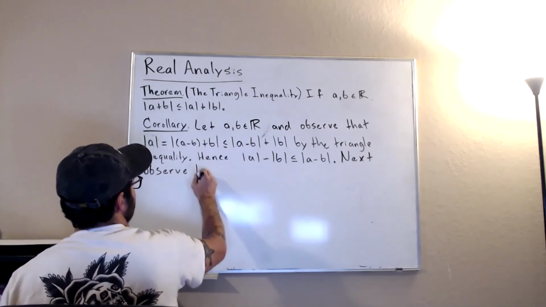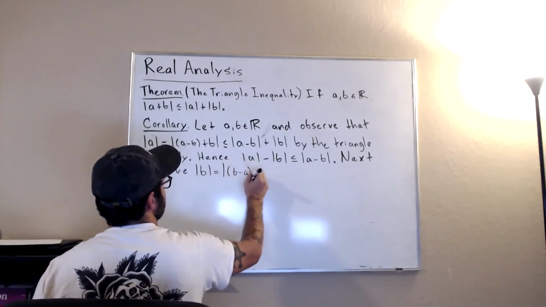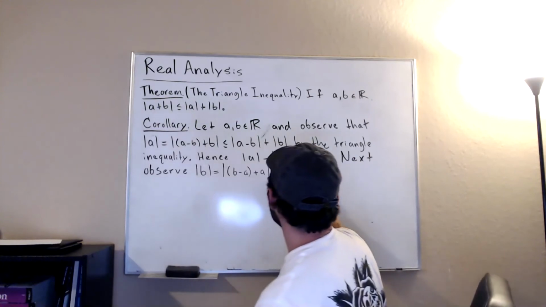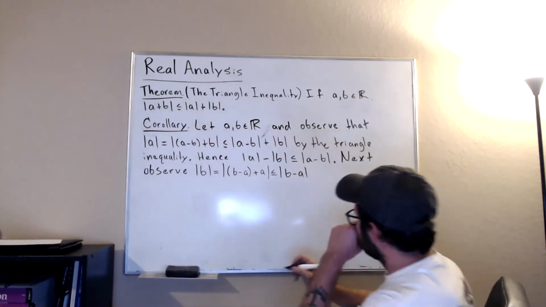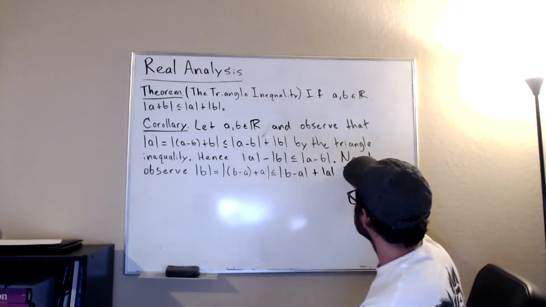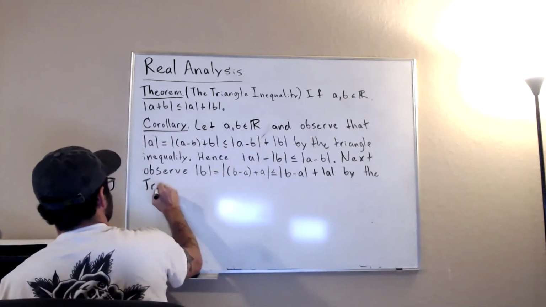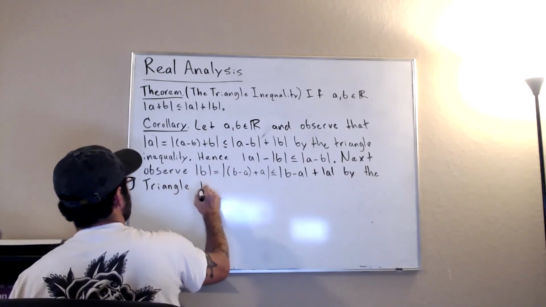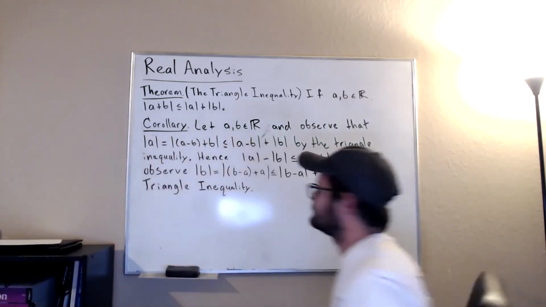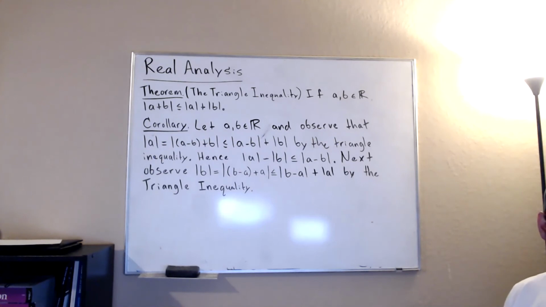So you just do the same trick with B now. The absolute value of B is equal to the absolute value of B minus A plus A, which is less than or equal to the absolute value of B minus A plus the absolute value of A, again by triangle inequality. And you're doing the same trick again.